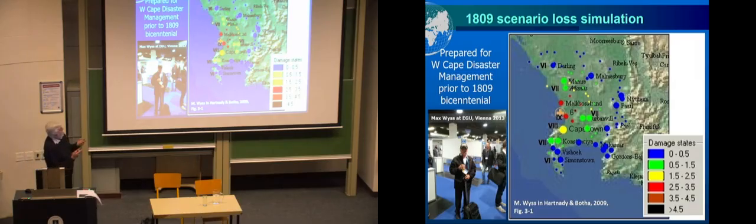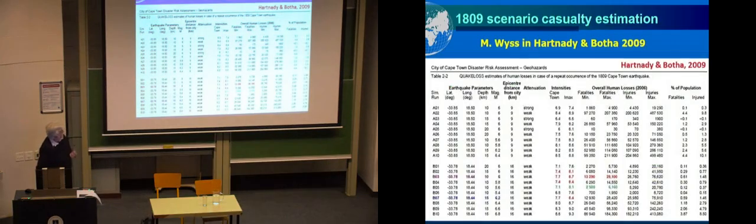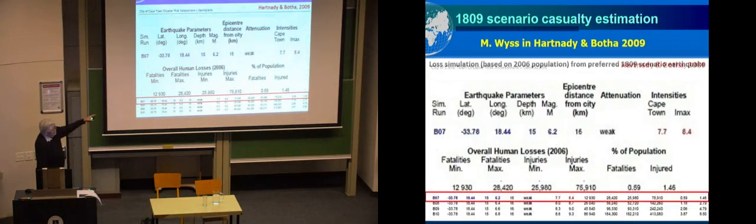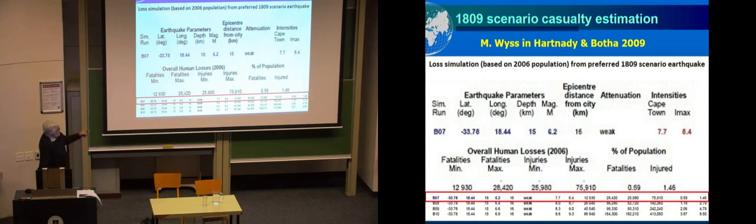We ran this program in a kind of reverse sense, in that we were playing around with a repeat of 1809 in 2006. This is a Russian computer program, and that's why you get some strange spellings here. And this is the damage forecast for 2006 population in Cape Town. It's actually quite a scary thing if it recurred, and our best estimate is this B07 scenario.